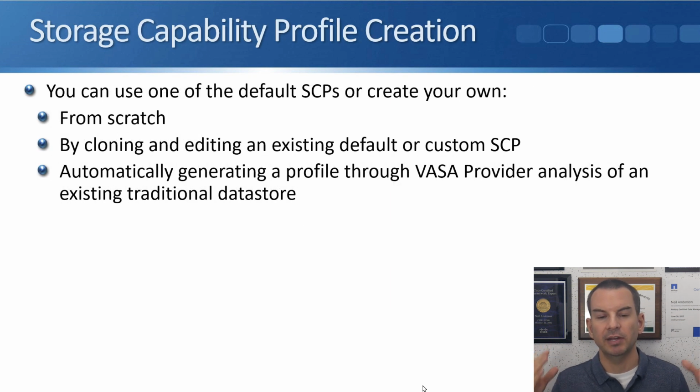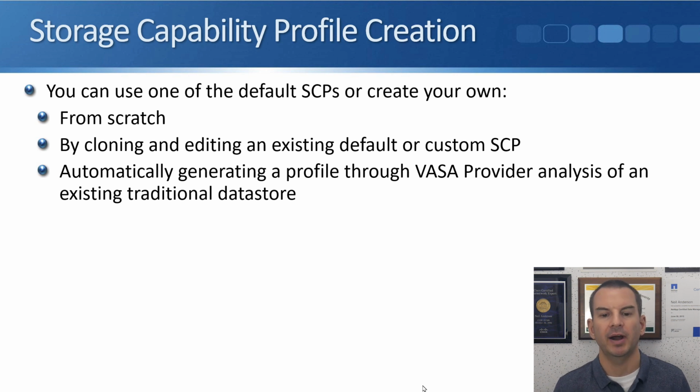Okay, so how do we create our storage capability profiles? You can use one of the default SCPs that you saw earlier, or you can create your own. You can create your own one from scratch. So you can go to the storage capability profile page and you can say add new, and then you will get that blank wizard and you can fill in all of the different capabilities yourself. Or you can clone and edit an existing default SCP or a custom one that you'd created earlier.